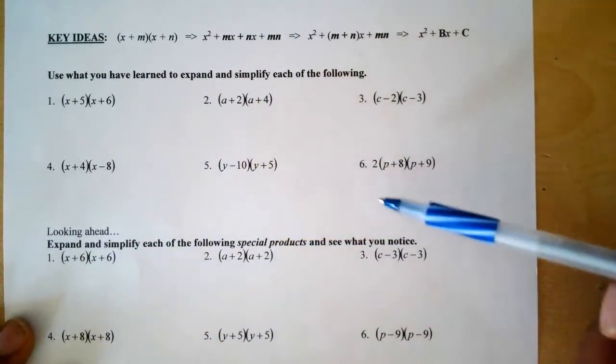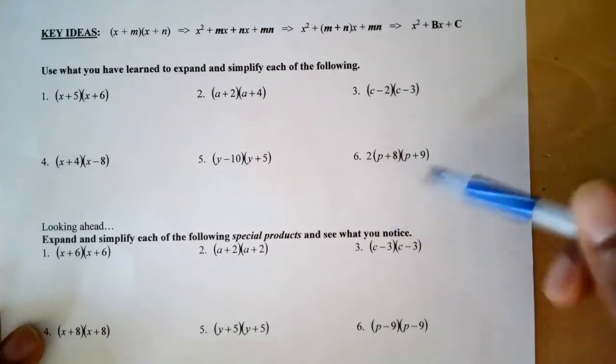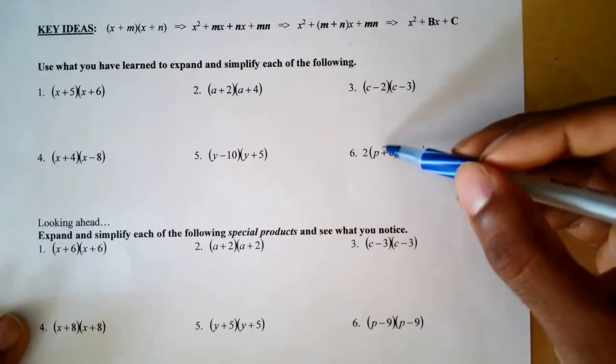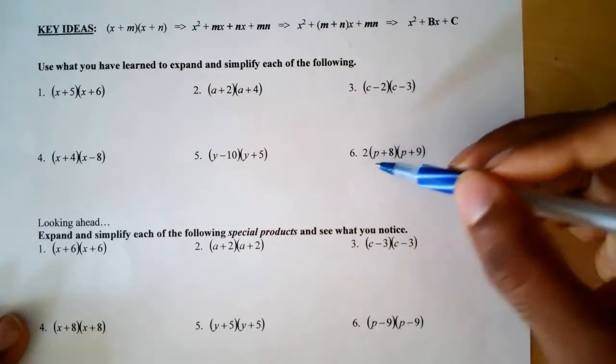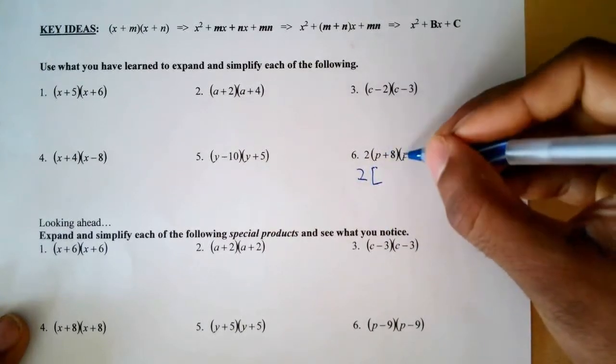Nothing tricky. Maybe I'll do the harder one, 6, which is not too hard. All you do here, if you have a number outside of the binomials, multiply them first and then have the two afterwards. So for example, here, I'm just going to put it to the side, and now I'm just going to FOIL it out.